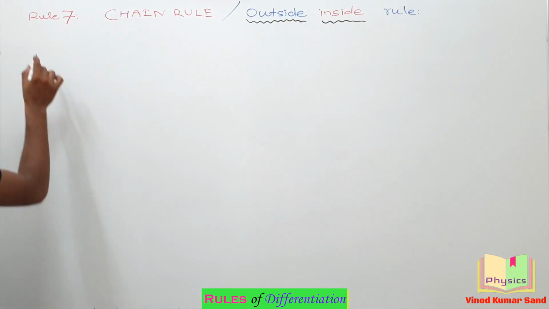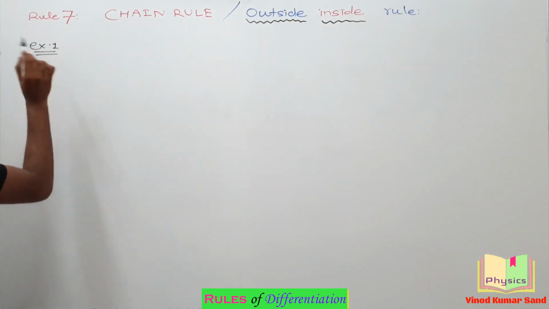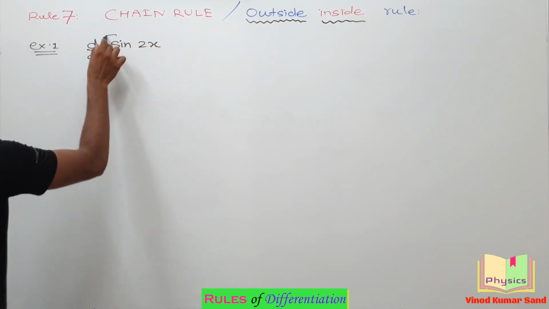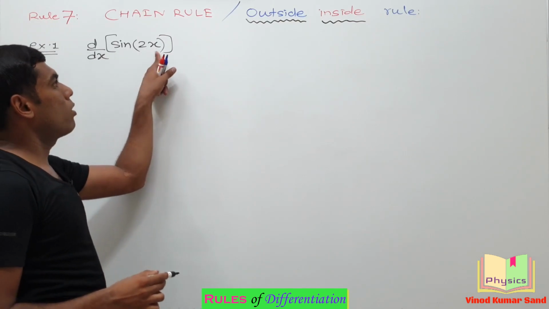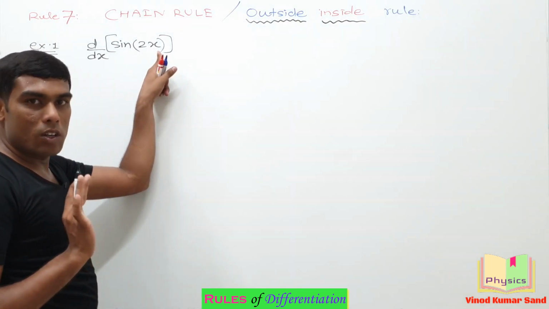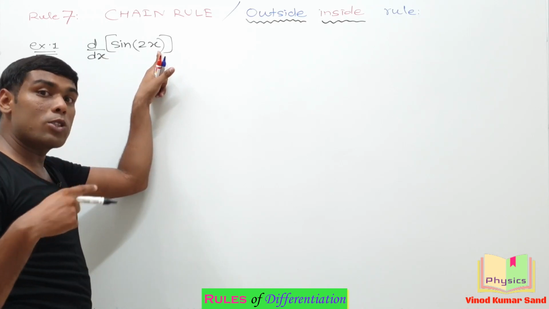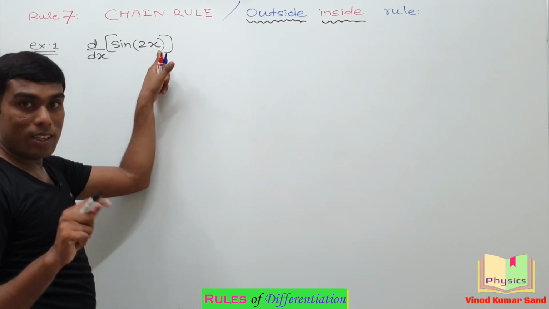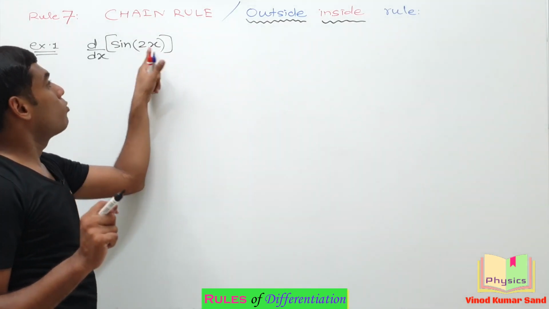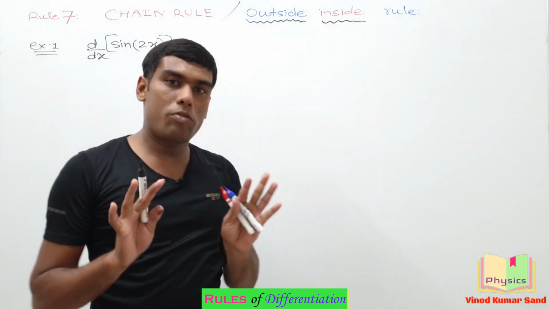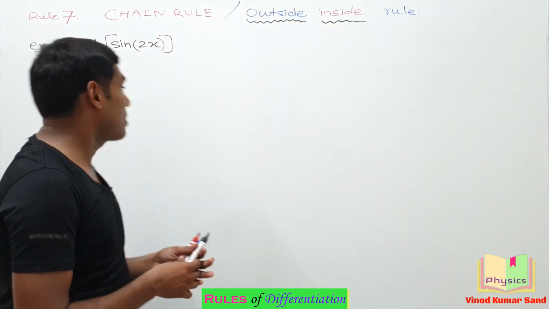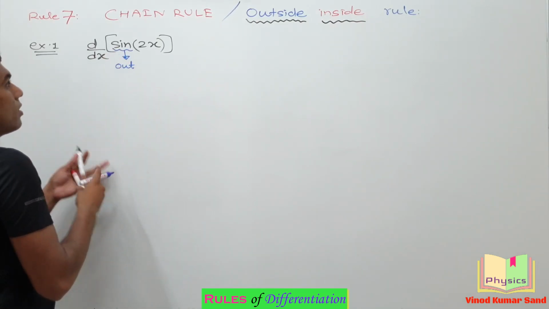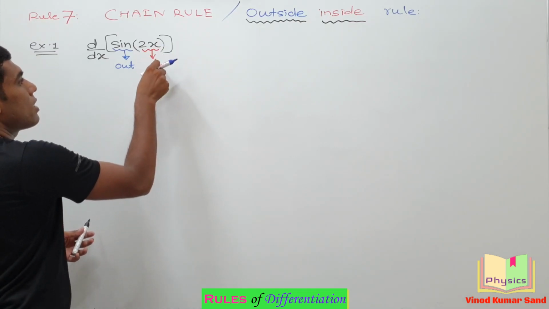I'm directly taking up the examples. Example number 1. Suppose we have d by dx of sine 2x. Have you ever seen any direct formula for such a differentiation? No. You have seen a formula for differentiation of sine x, but you have never seen the formula for differentiation of sine 2x in the formula table. So we will be using the outside inside rule. We will figure out which function is outside and which is inside. Obviously, the sine function is outside and this 2x is the inside function.